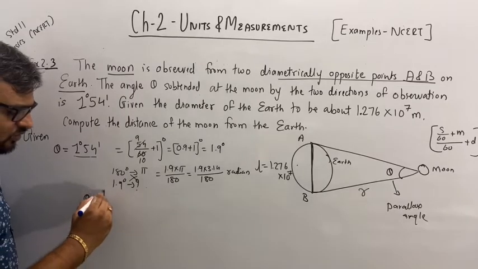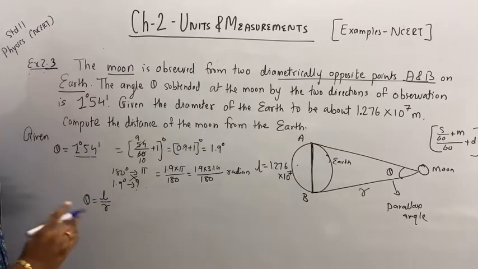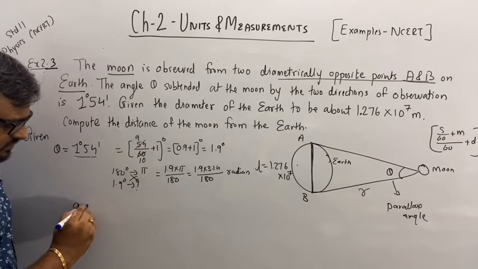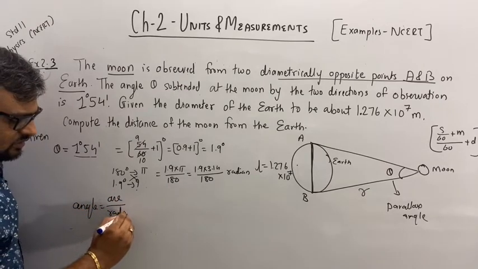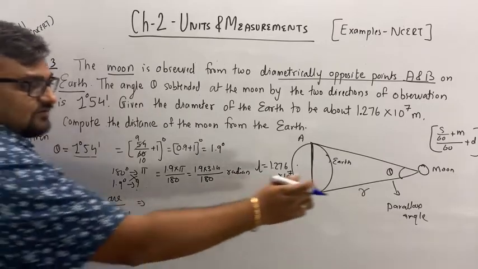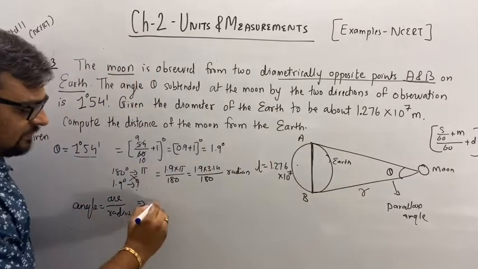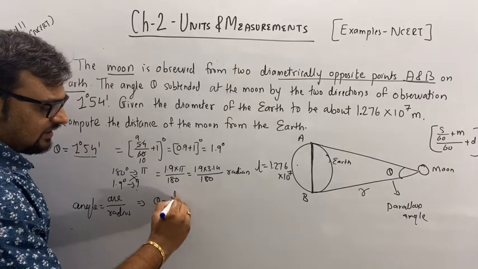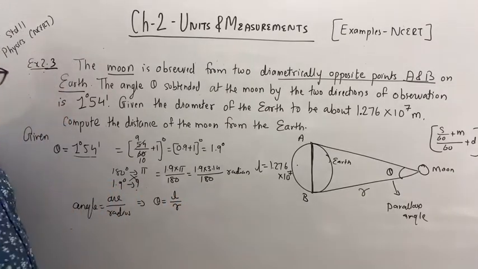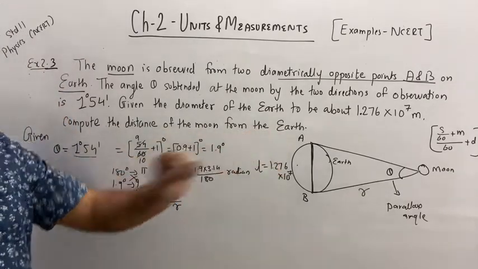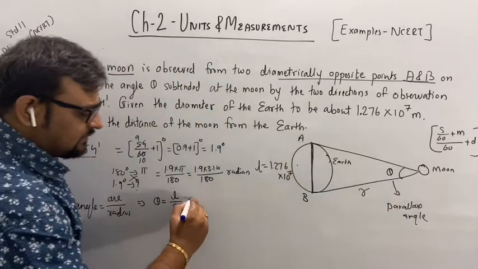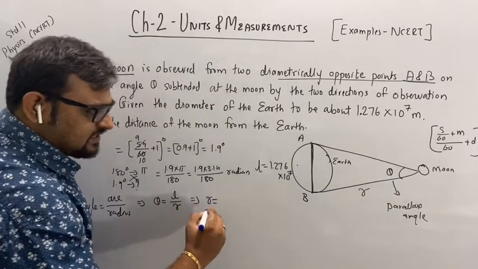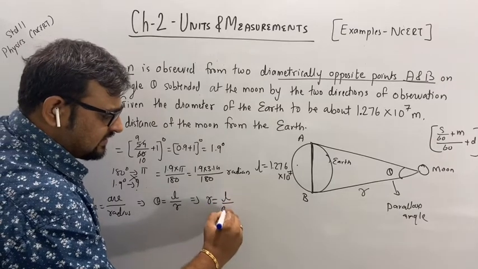Now what is our formula? Angle equal to arc upon radius. Here I will check the figure. What is angle? Theta. What is arc? L. What is radius? R. What do we need to find out? The distance between moon and earth. So this is R, we have to find this. So that implies R is equal to L by theta.